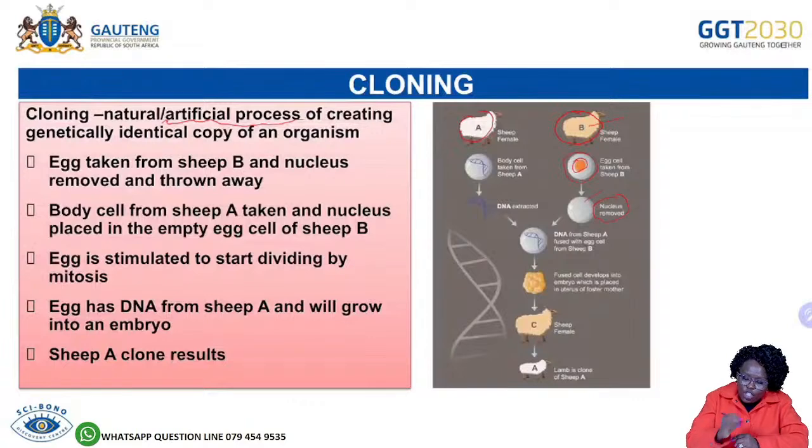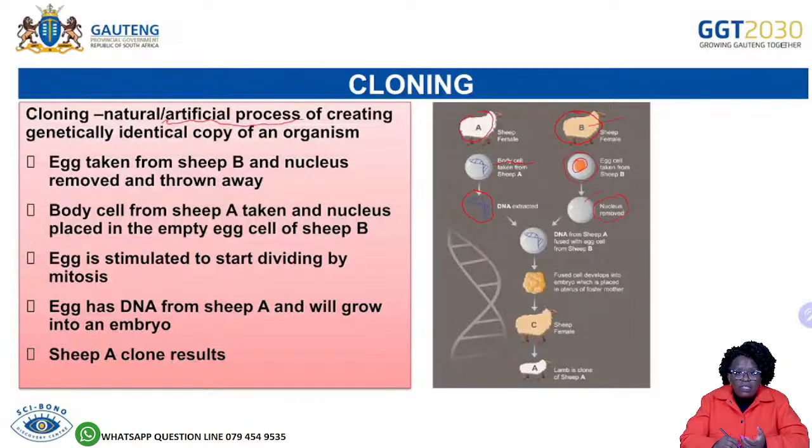Look at now sheep A. Sheep A, the body cell taken from sheep A. So if we speak about the body cell, I want you to remember body cell, somatic cell. Somatic cell, is it haploid or diploid? It is diploid, having a full or double the number of chromosomes. So any body cell can be taken from sheep A. And DNA is extracted. This is our DNA that is extracted.